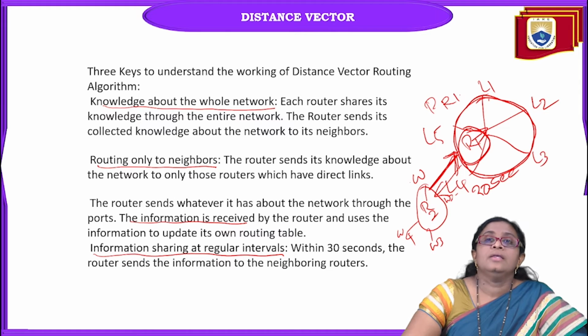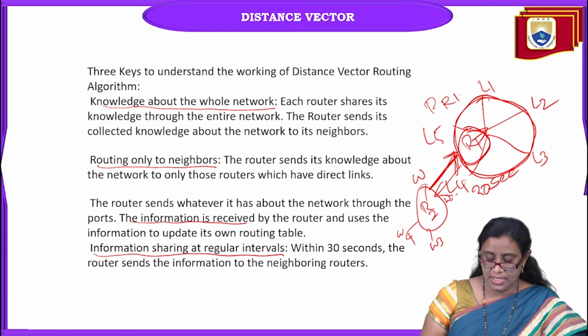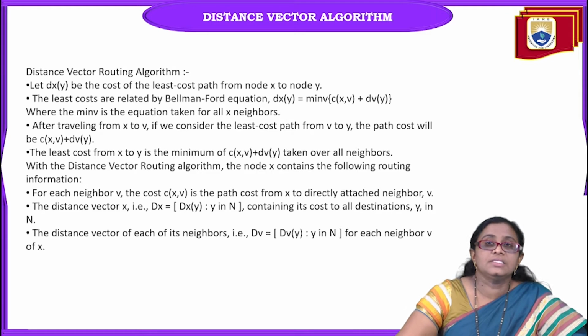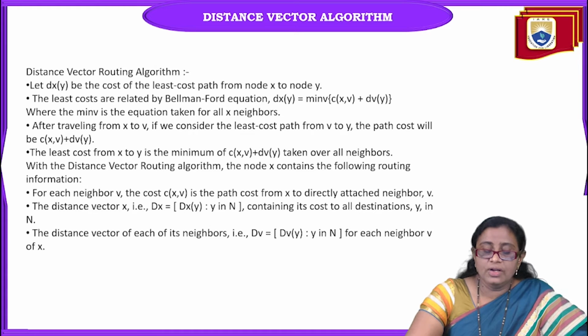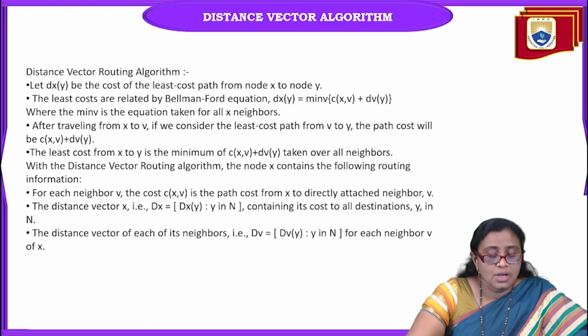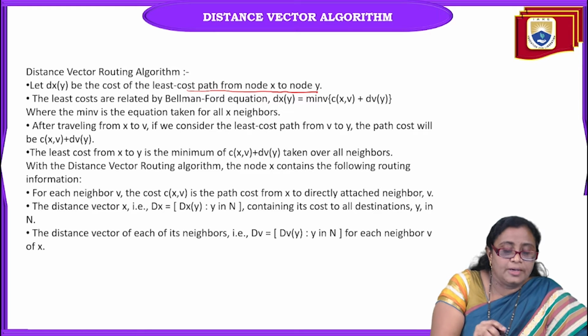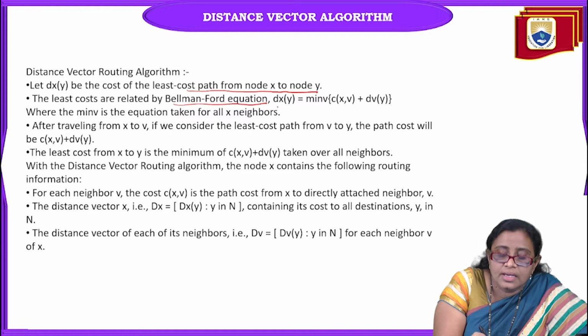These are the three main keys to understand while you are working with the distance vector routing algorithm. Coming to the example of a distance vector routing algorithm with some formula, it can be summarized or characterized by one formula. Let dx(y) be the cost of the least cost path from node x to node y. The least costs are related by means of a Bellman-Ford equation.